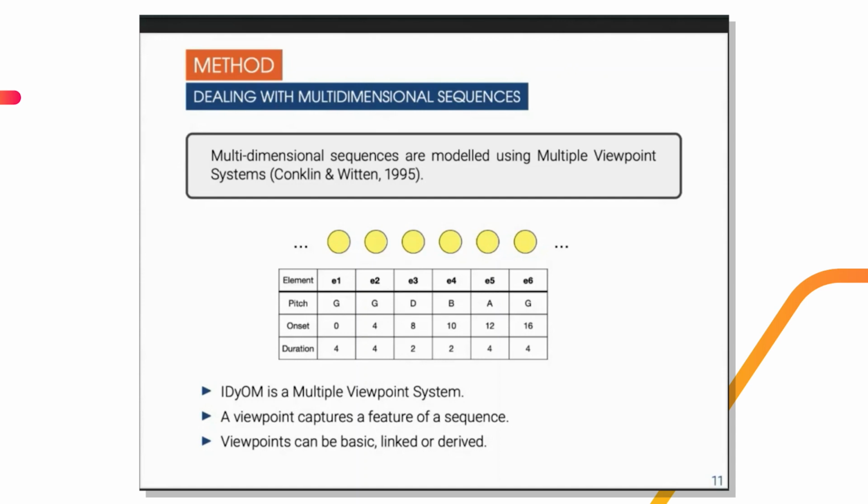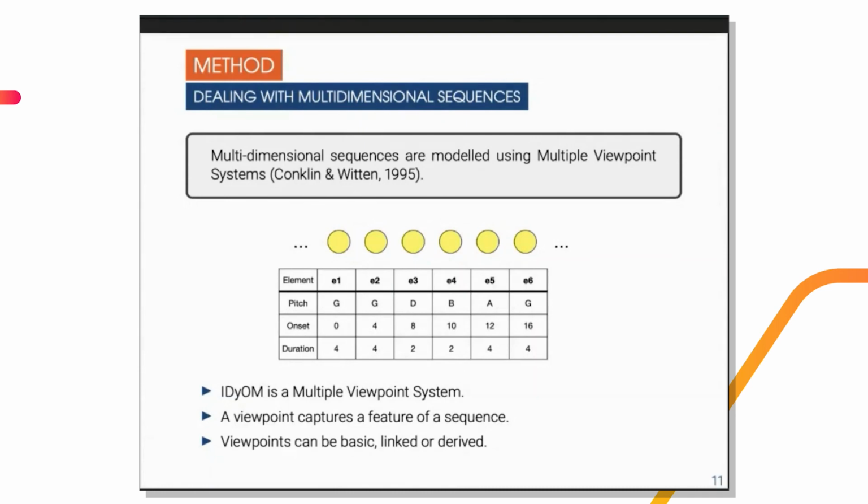And you might not have exact repetitions of pitch and time patterns, but you might have a rhythm repeated but with different pitches, or a melody repeated but with a different rhythm, for example. So in order to deal with these kinds of multidimensional sequences, we need a representational and modeling framework which allows us to address each one of these attributes separately and in different combinations. So for this, we use multiple viewpoint systems.